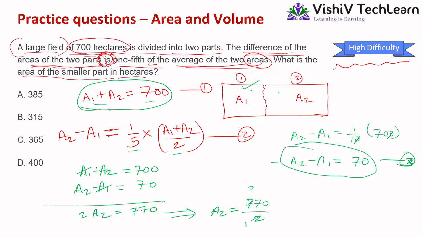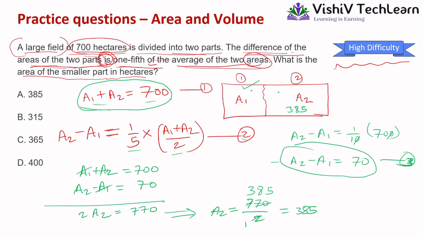2 3s are 6, 1 is there, 2 8s are 16, again 1 carry, and 2 5s are 10. So the final answer is 385 for a2. So a2, this area, is 385 hectares.